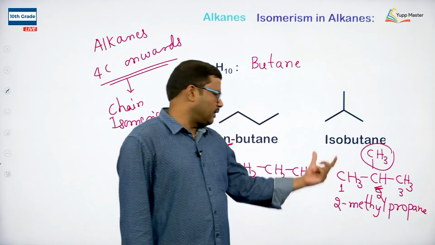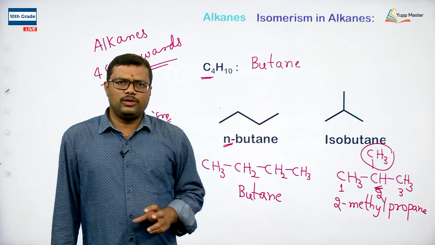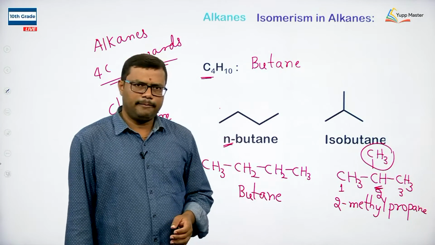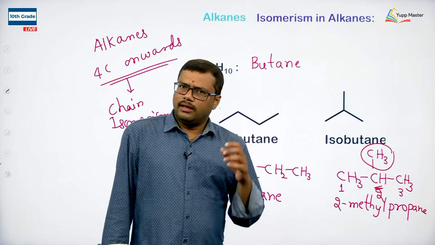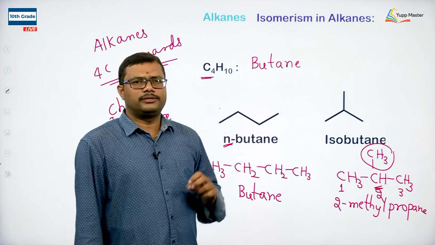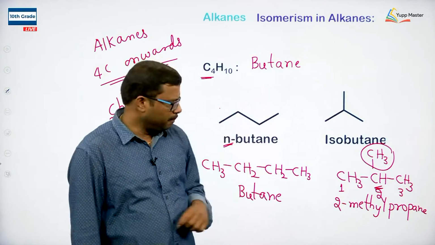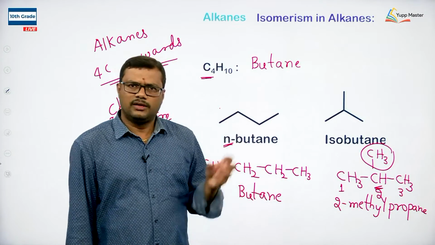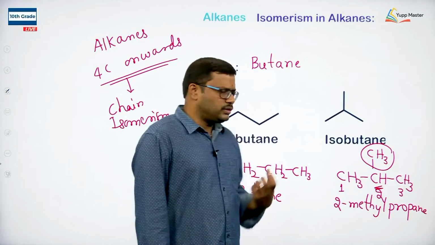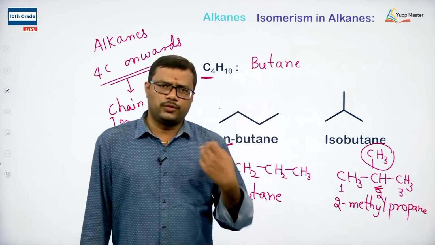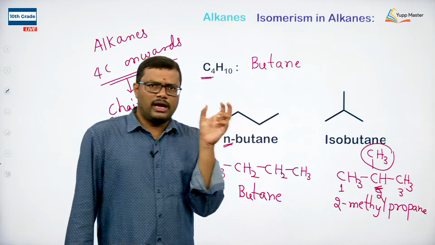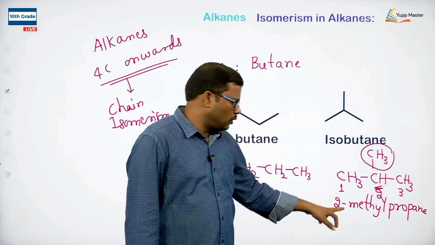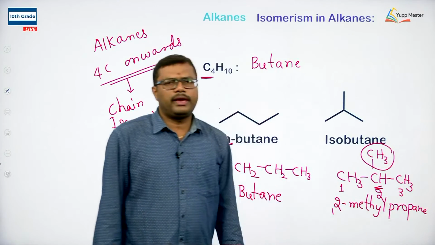In the case of the IUPAC name, you have to select the continuous longest carbon chain, and then number the carbon chain so that the substituted carbon gets the lowest possible number. Once you assign the numbering, mention the substituents first, followed by the parent name. A substituent is named by its position, so you have to write the name of the substituent and its position on the parent chain. At second position we have methyl, so I am writing 2-methylpropane as the name of the compound.